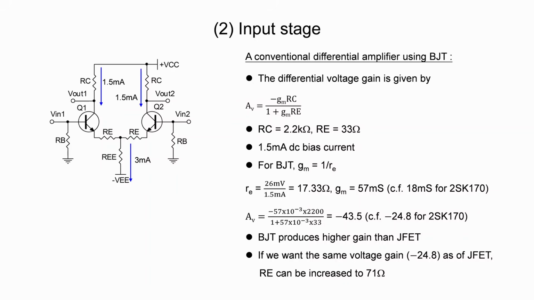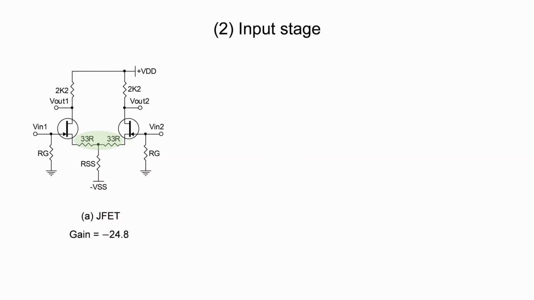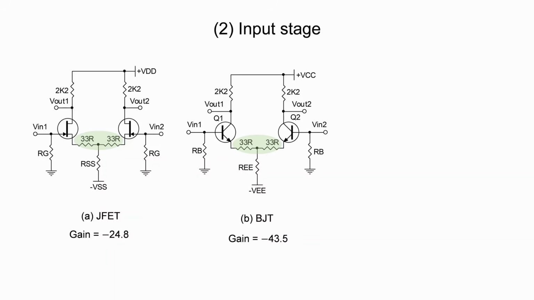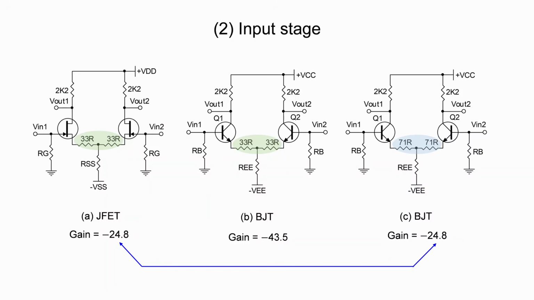If we want to keep the same voltage gain as the JFET differential amplifier, the emitter resistor can be increased to 71 ohms. Let us summarize what we have just found. If the DC bias condition and resistor values are kept unchanged, bipolar transistors produce much higher voltage gain. Therefore, we can afford to use a large emitter resistor RE while keeping the same voltage gain.